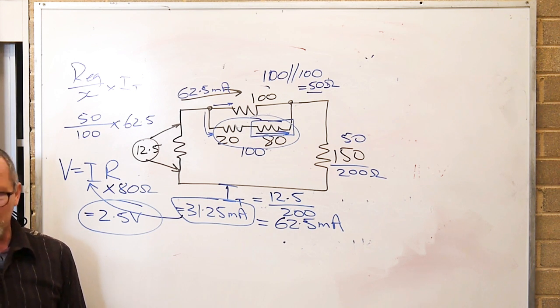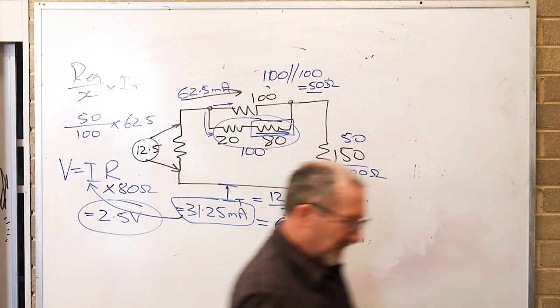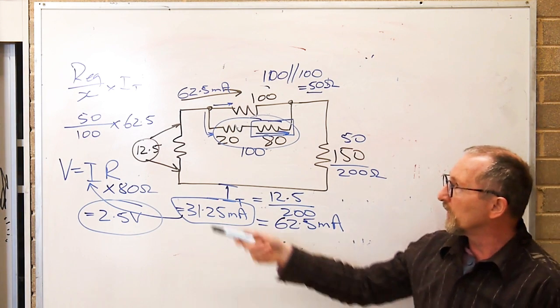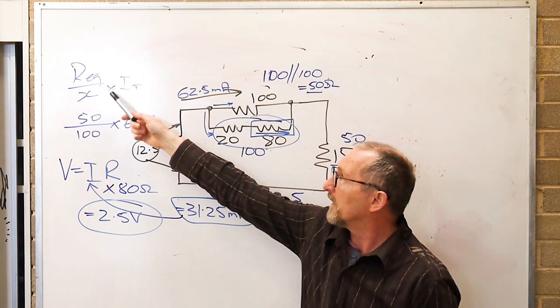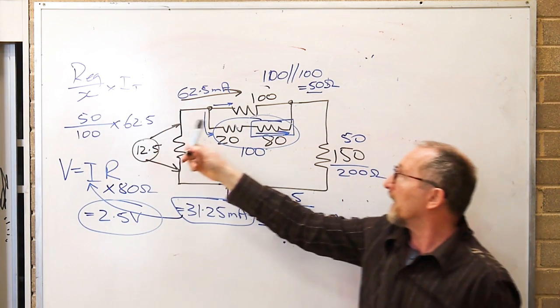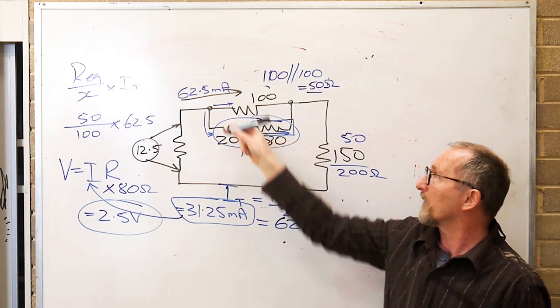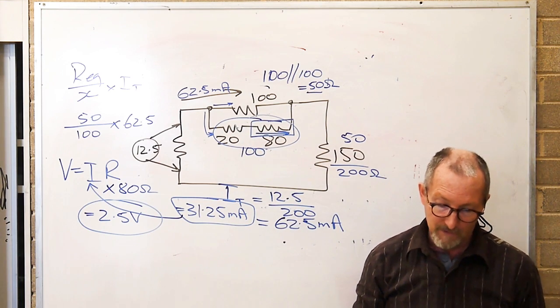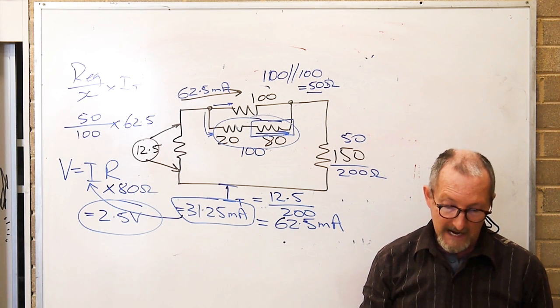So there's nothing new about the question. It's just taking exactly what we've seen in each other question all the time, working with current divider and working out how much current's going through each part of the network. If you can't do that, you really need to learn how to do that.